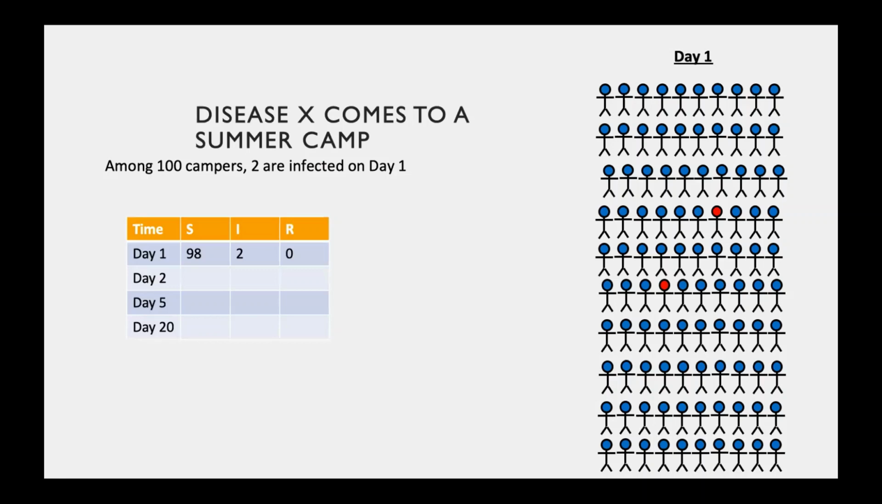So in this example, we're going to say disease X. We're going to look at an outbreak of disease X in a summer camp. There are going to be 100 campers, and on the very first day, day 1, there are going to be 2 people that are infected. So there are going to be 2 people in the I compartment, 98 people that are susceptible in the S compartment, and 0 people that have recovered in the R compartment.